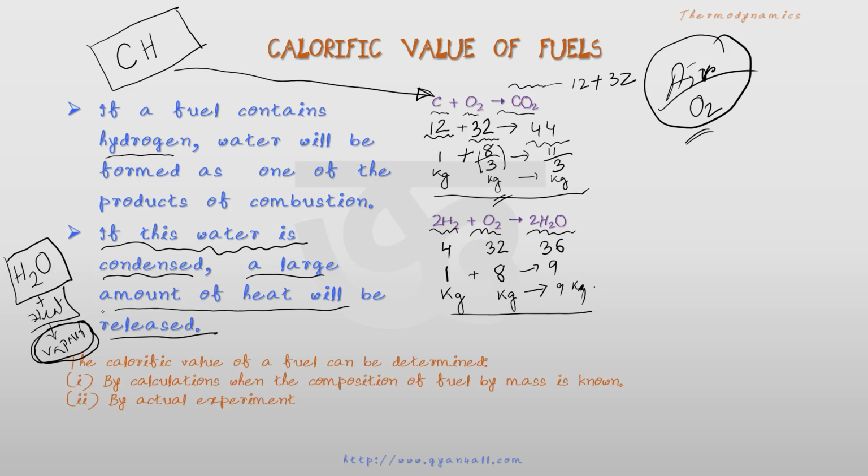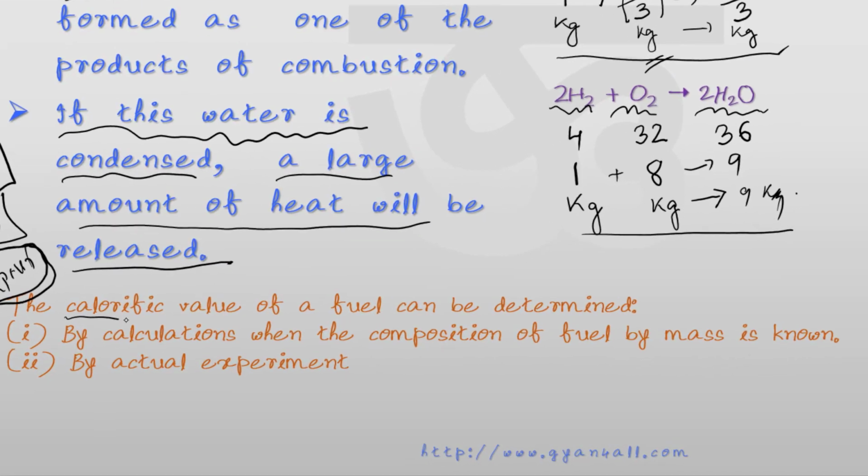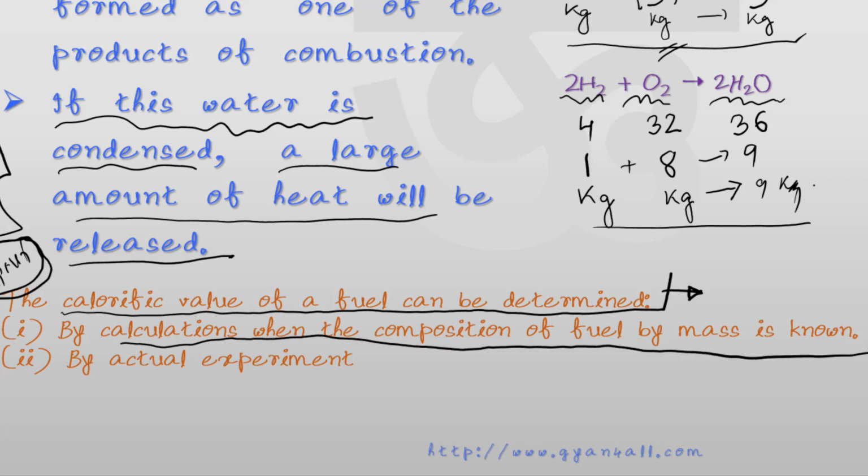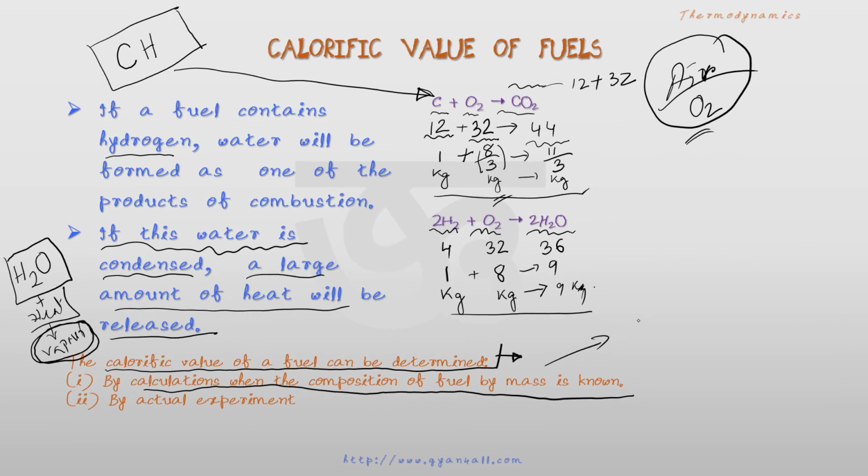So these are some important points. What are the things? The calorific value of a fuel can be determined. There are 2 main methods of determining calorific value, and one is by calculation when the composition of fuel by mass is known. That means, what is the composition? What does a fuel contain? Can you tell me? A fuel contains what? Generally, we know it contains carbon, it contains hydrogen, sometimes it contains sulfur also.